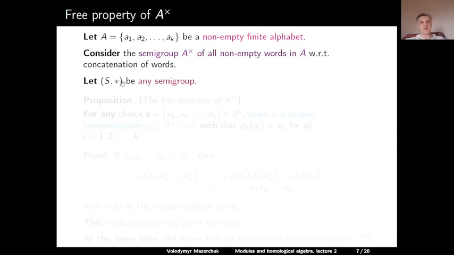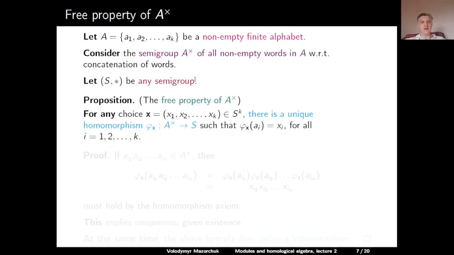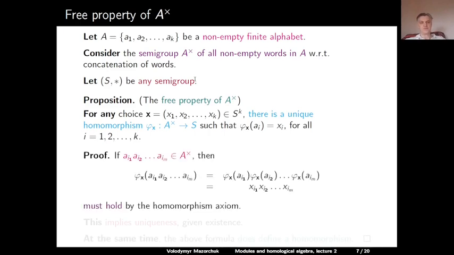Let (S, asterisk) be any semigroup. Proposition, which is usually referred to as the free property of our semigroup of words: for any choice of k elements in S, let's call this bold X, with elements x1, x2, and so on, xk, there is a unique homomorphism phi_X from our semigroup A-plus to S, which sends ai to xi for each i. Proof.